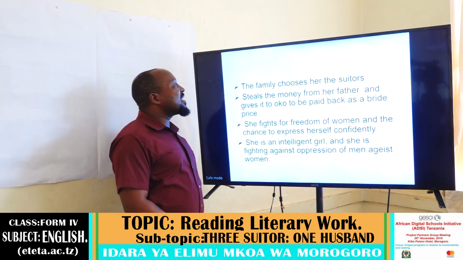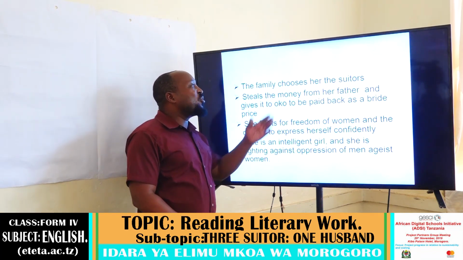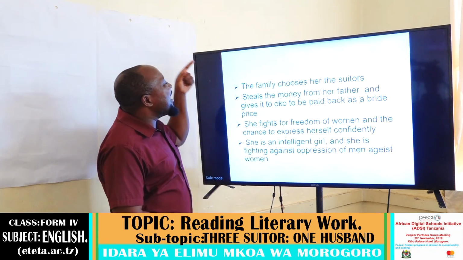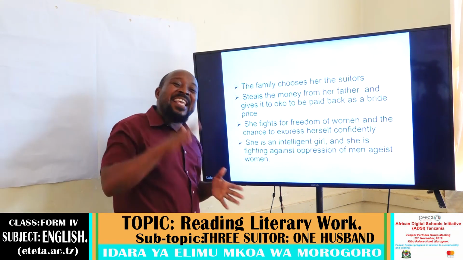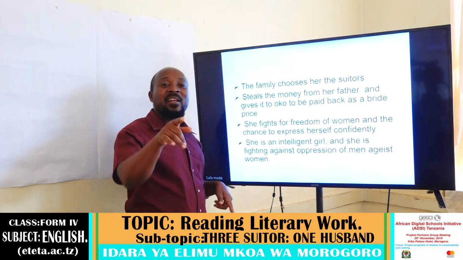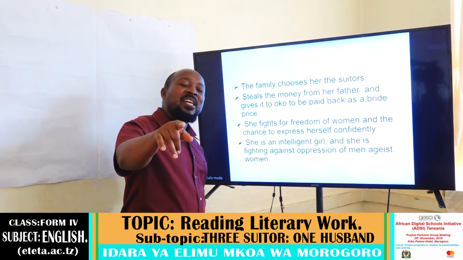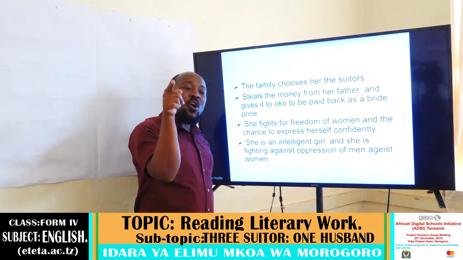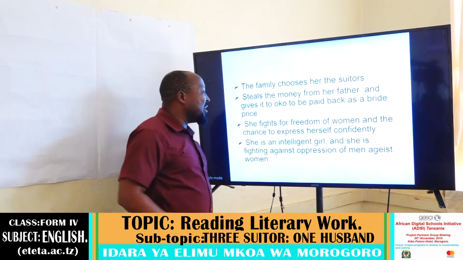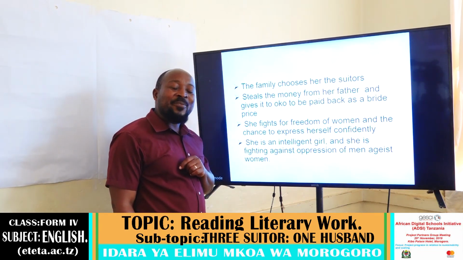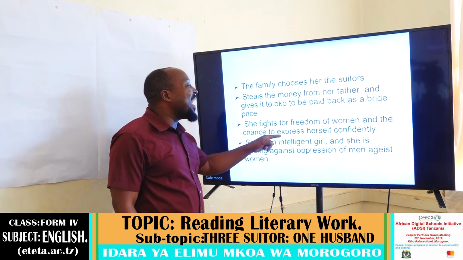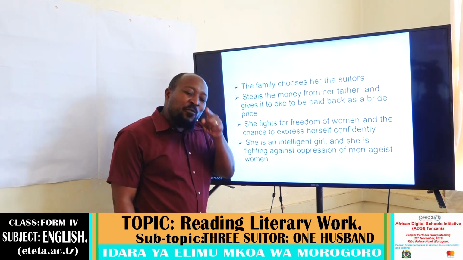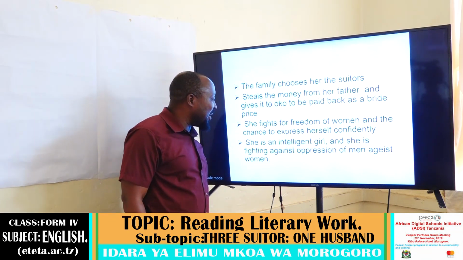Now the family chooses suitors for Juliet, but she says no. And to show that she is against that practice, she steals the money from her own father and takes it to her suitor, Oko, to be paid back as a bride price. Of course, she fights for the freedom of speech. And that's what I like from Juliet. She fights for her rights. She fights for freedom of speech. That's very good from her.